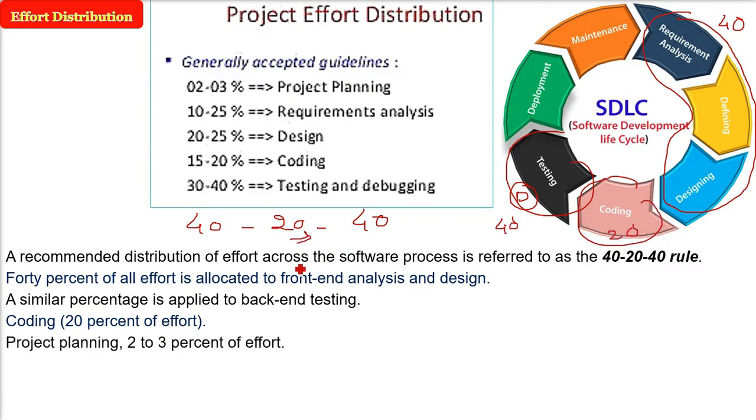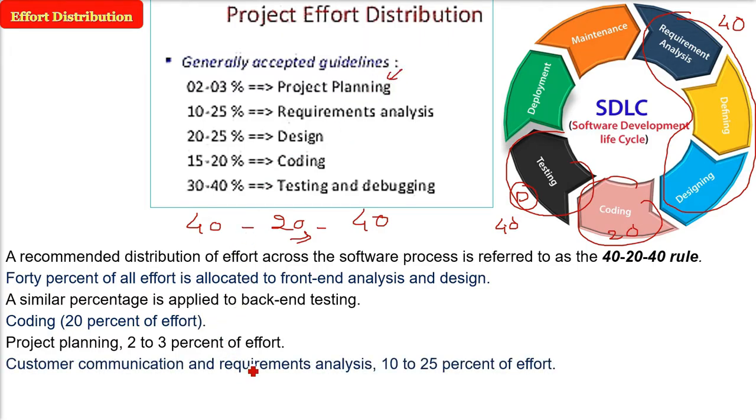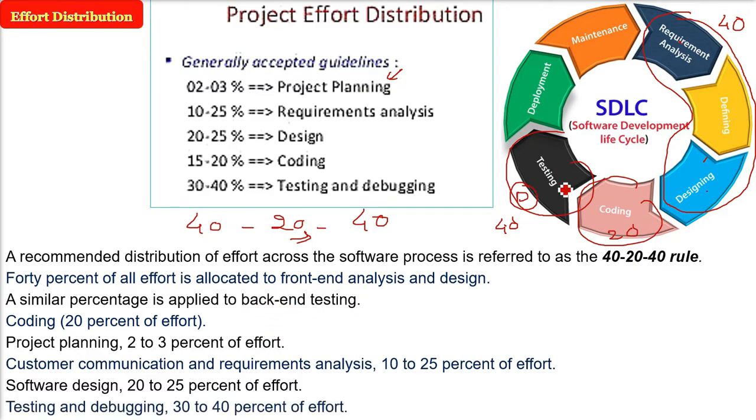And project planning, because it takes less time, 2 to 3% of effort is acceptable. Customer communication and requirement analysis around 10 to 25%. See, these are the numbers. You can change them depending upon your project. So you can see the difference in the numbers which I am telling. Software design, 20 to 25% of effort. And let me add testing and debugging, it's around 30 to 40%. So what you see in this table in the above part is the actual value you need to remember. But the basic thing is that the 40-20-40 rule is adopted.